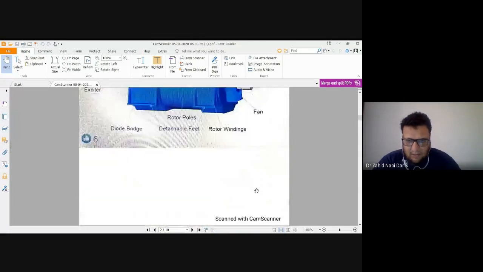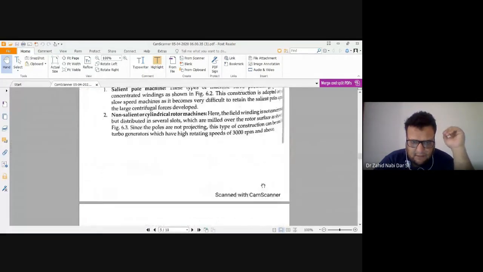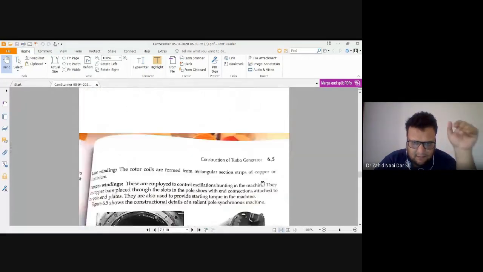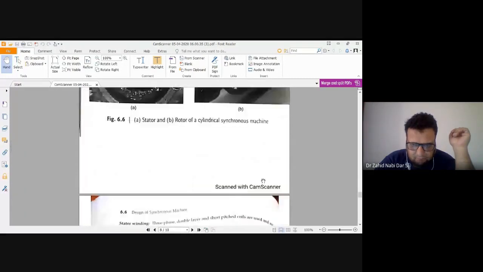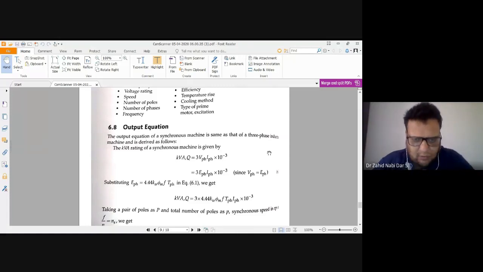Now as far as the other things are concerned, like the output equation of this synchronous machine, it is the same as in the case of an induction motor. There is no difference. The output is the same as that of a three-phase induction machine. We have already derived it, so no need. Briefly I will tell you. If you want to see that output equation, I have also put it on YouTube, or it is available in Google Classroom also, you can see those videos.